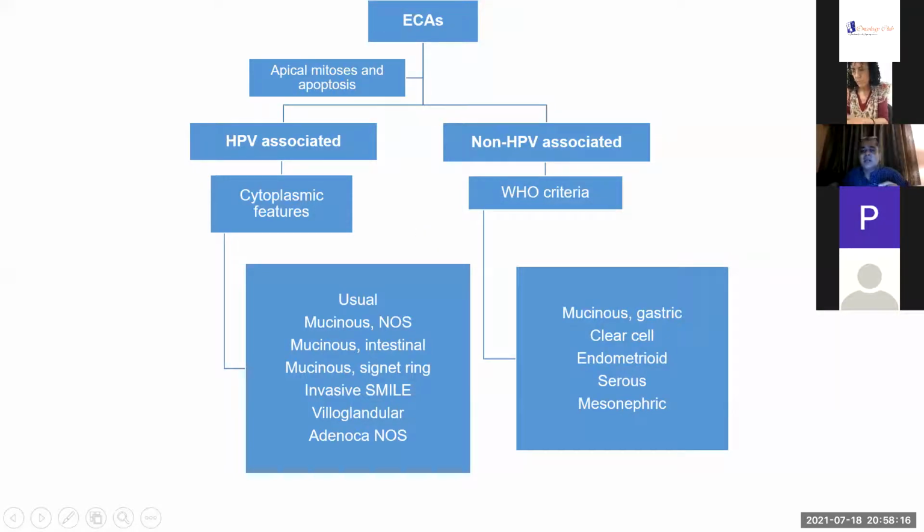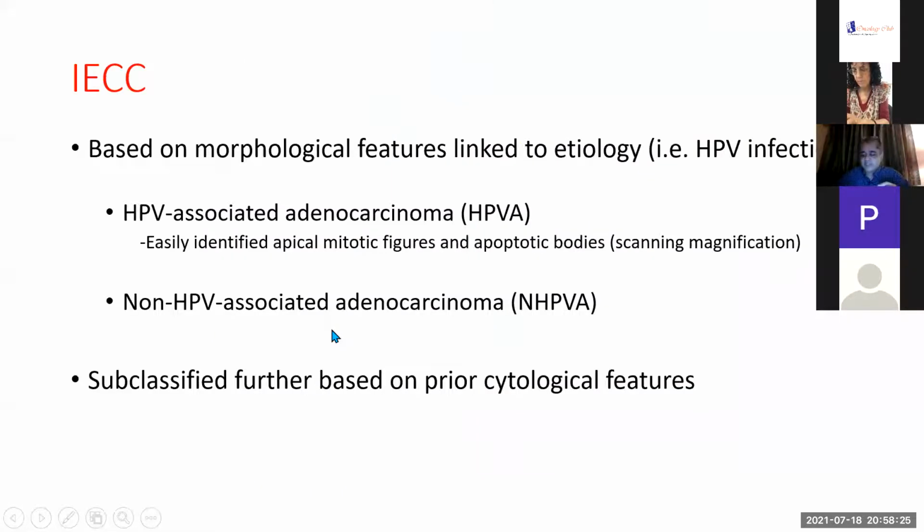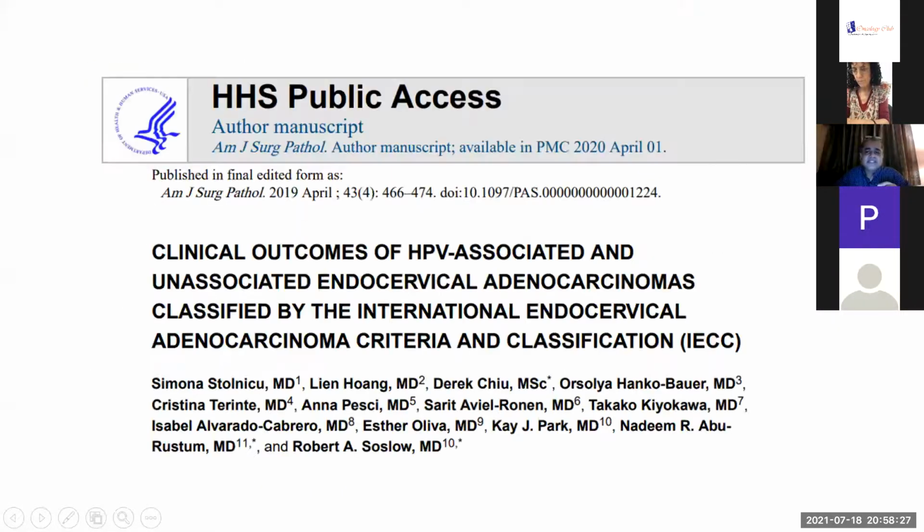So the basic understanding you need about the WHO adenocarcinoma classification is that tumors are divided into HPV-associated and non-HPV-associated. These are easily identified, like I said. Is it just a morphological classification? There have been various publications, again by the same group from Europe and other areas, and in the US, led by Simona Solnicu in Romania.